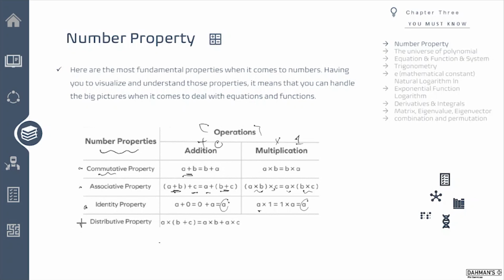The last one is the distributive property, which says that the addition of two numbers like b plus c, multiplied by a scalar like a, is exactly equal to the scalar a multiplied by each number, then summed together. You will get an identical result. These are 4 important properties of numbers.